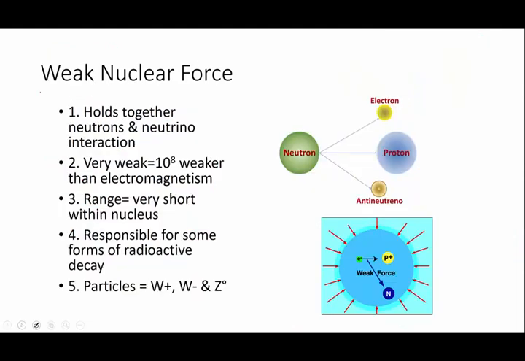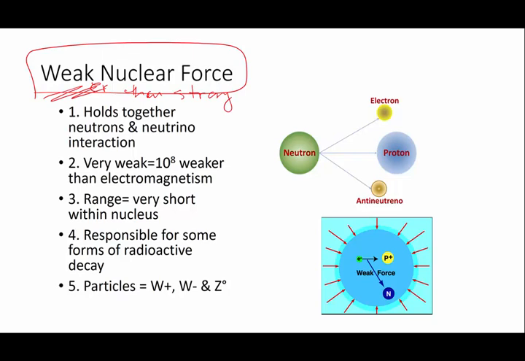The next force is the weak nuclear force. Of the two nuclear forces, this is weaker than the strong force, but it is still stronger than gravity. Gravity is still our weakest force. What's the weak force do? Well, a neutron is not a fundamental particle. A neutron can actually be broken into a proton and electron. So a neutron is neutral. It can be broken into a positive proton, a negative electron, and a little dude called an antineutrino.